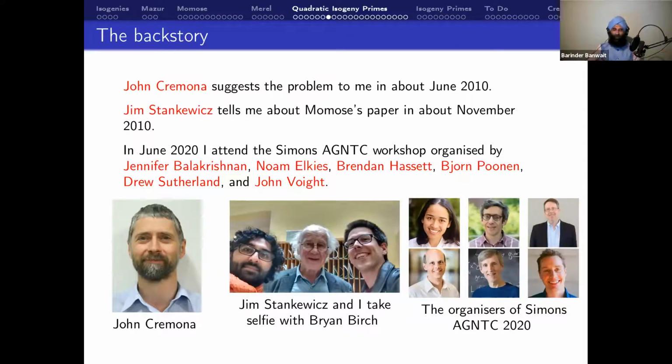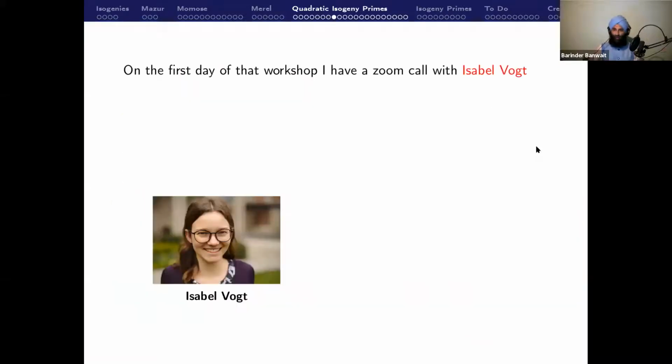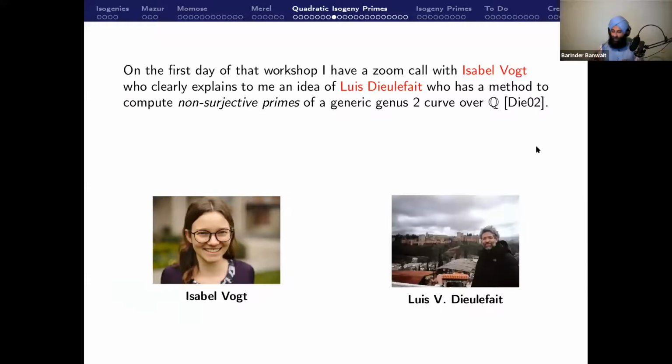So now fast forwarding 10 years from that point, so this is last year now, I attended this Simons collaboration workshop organized by Jennifer Balakrishnan, Noam Elkies, Brendan Hassett, Bjorn Poonen, Drew Sutherland, and John Voight. And I'm very grateful to the organizers for allowing me to participate, because on the first day, I had this Zoom conversation with Isabel Vogt, in which she very clearly explained to me this idea of Lombardo, Dieulefait.